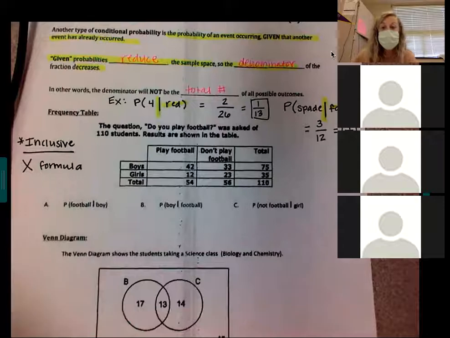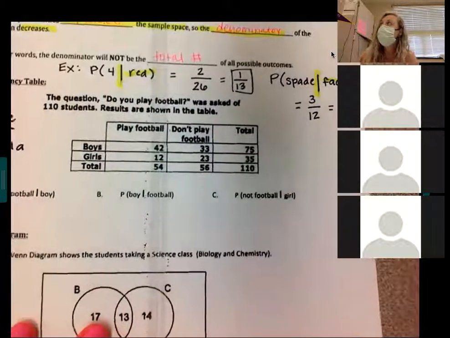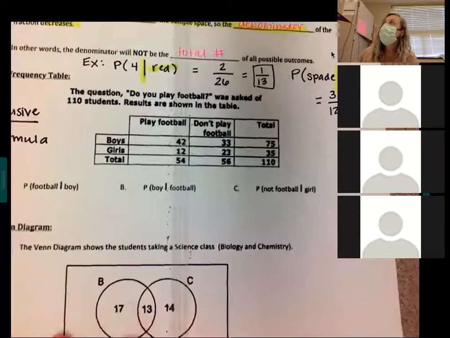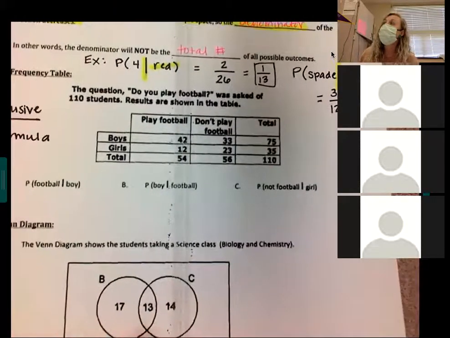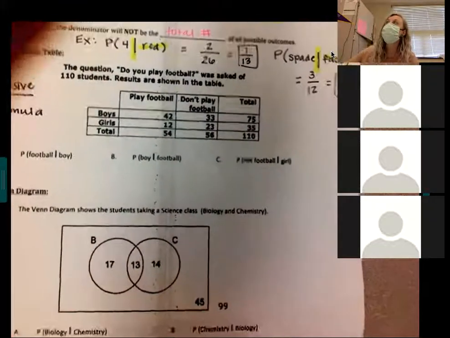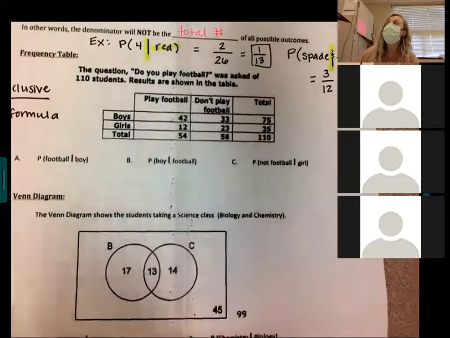So looking at this frequency table that they gave us, and I'm going to zoom it in for y'all. The question, do you play football, was asked of 110 students. Results are shown in the table.